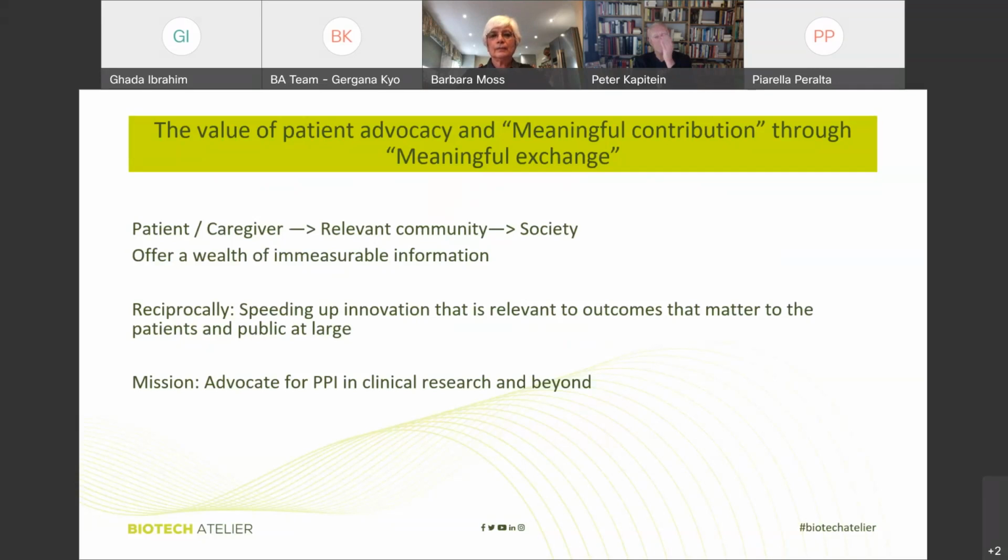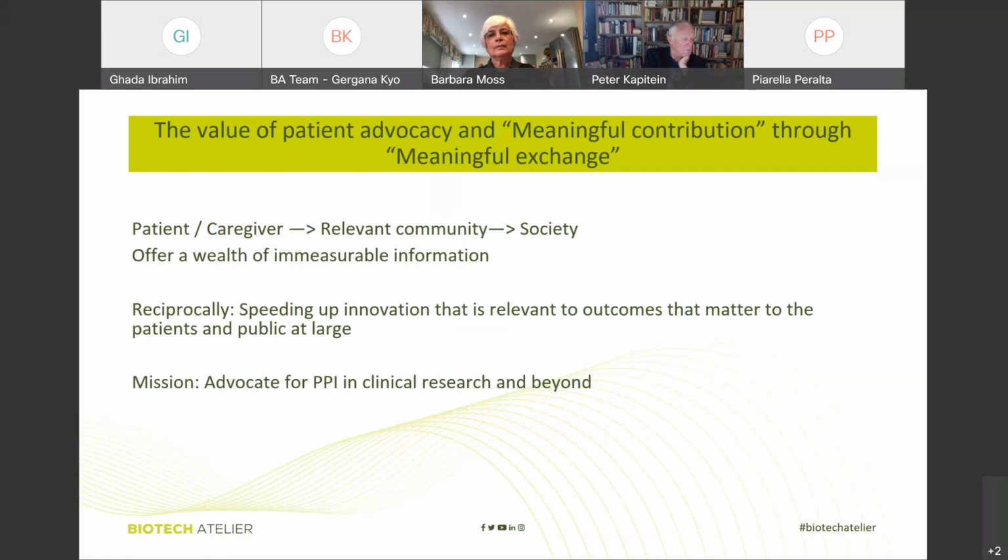So the utility in including these voices in every step of the care continuum, whenever it is deemed necessary, is being currently evaluated rigorously in the healthcare structures. However, reciprocally, this contribution has to be rewarded with some kind of speeding up of innovation that is relevant to outcomes that matter to the patients and the public at large.